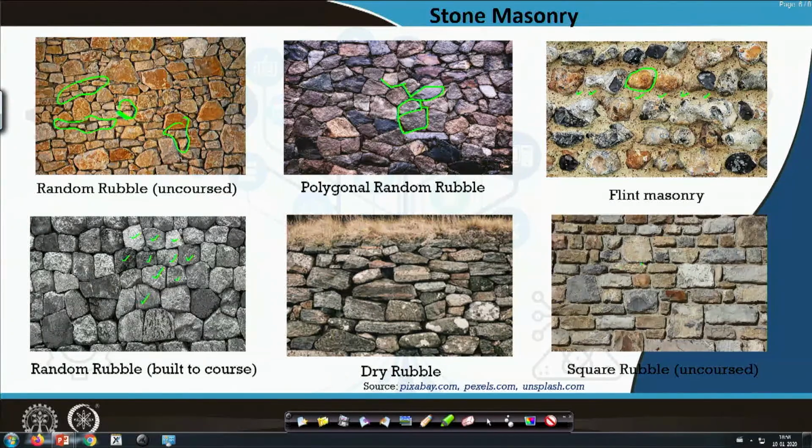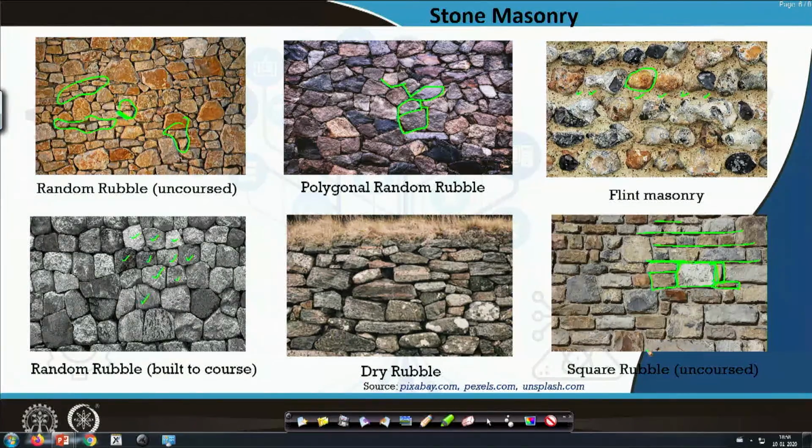Here you see they have tried to make or maintain some regular line, but with very different kinds of stone. There may be two courses or two layers of stone, and one layer of stone may be in the longer direction, one may be in the shorter direction. So, they have tried to achieve a square pattern and it is named square masonry.